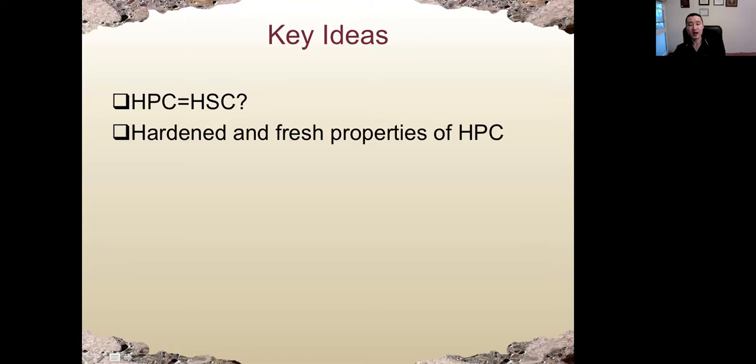All right. So the key idea for this class, remember, high performance is not equal to high strength. We can define many different types of performance, such as flowability, sustainability, if we want to make the concrete greener, or high durability.